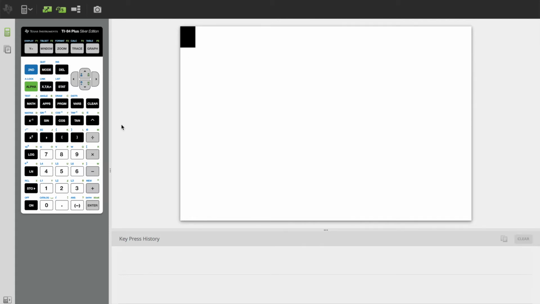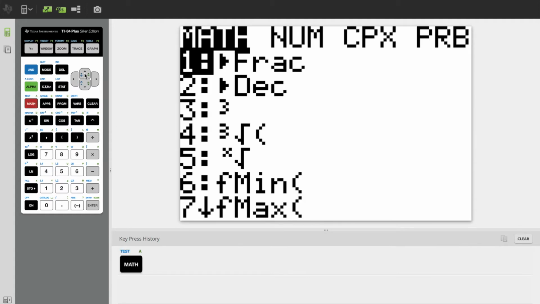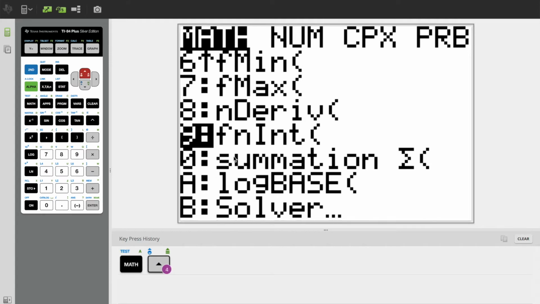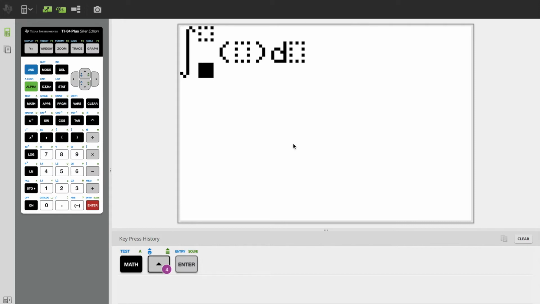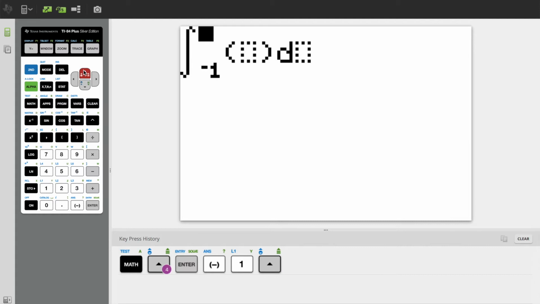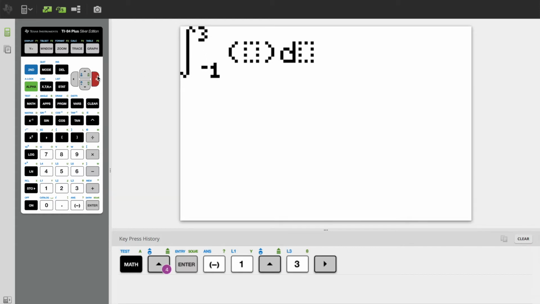The fastest way to do this is clicking on math and choosing fn int, again, a function integrated. Select that. This is going to appear for the newer updated models. All right, enter your limits. -1. That top limit is 3.